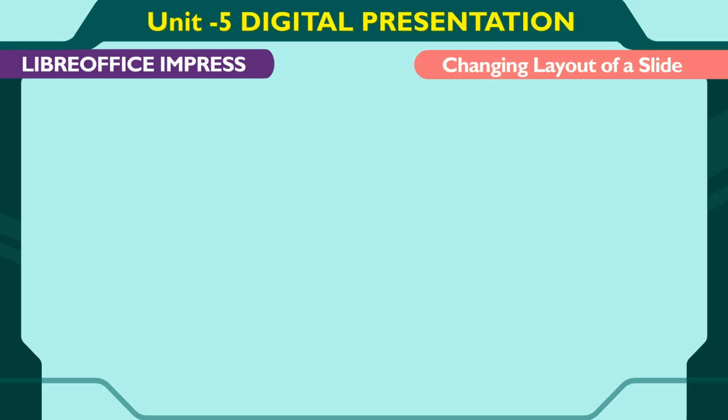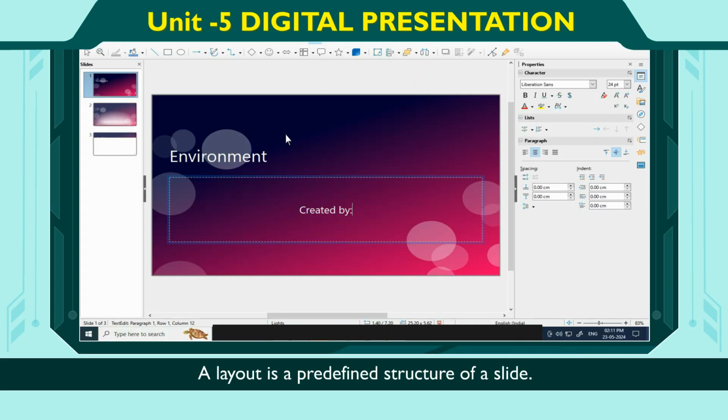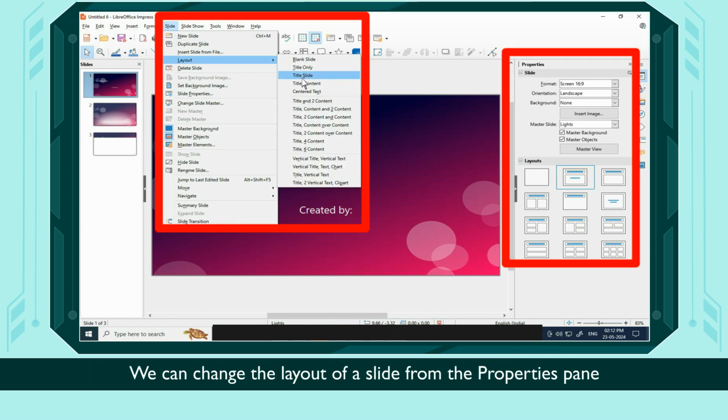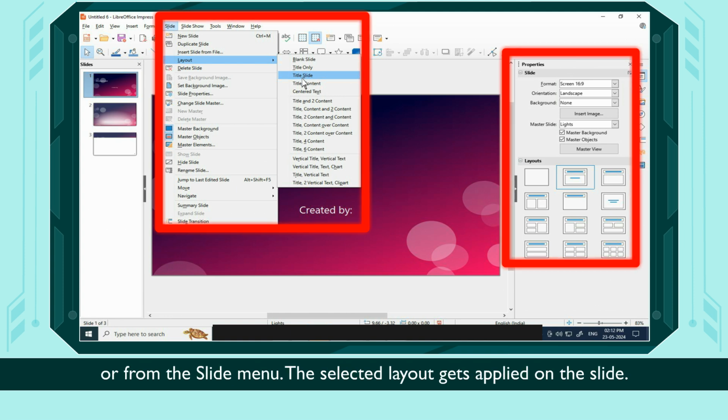Changing layout of a slide. A layout is a predefined structure of a slide. There are various layouts present that we can use in our presentation. We can change the layout of a slide from the Properties pane or from the Slide menu. The selected layout gets applied on the slide.